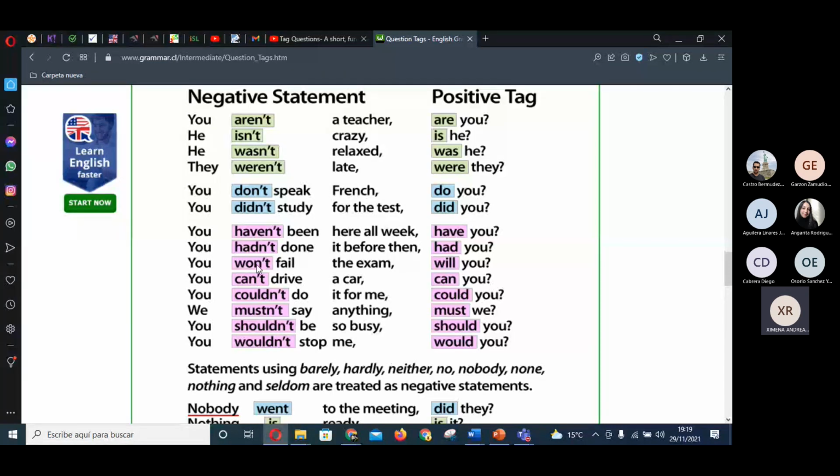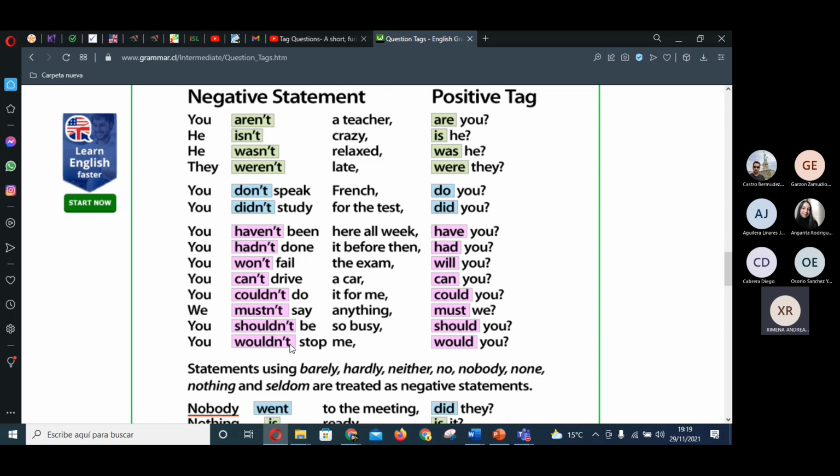You won't, acá identifico que es un futuro negativo. You won't fail the exam. El afirmativo de won't es will. Por eso la pregunta queda, will you? You can't drive a car. Negativo de can't es, bueno, negativo es can't. Afirmativo sería can. You can't drive a car. Can you? You couldn't do it for me. Could you? Tenemos verbos modales, futuro, presente perfecto, pasado simple, presente simple.